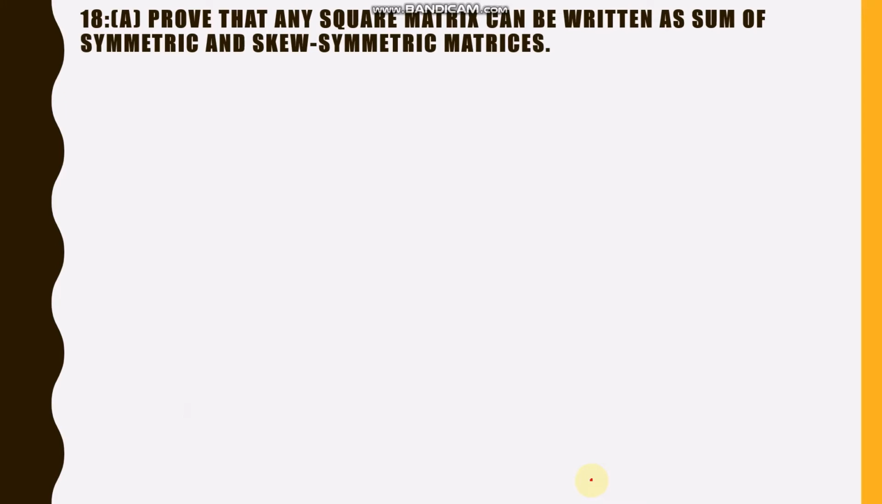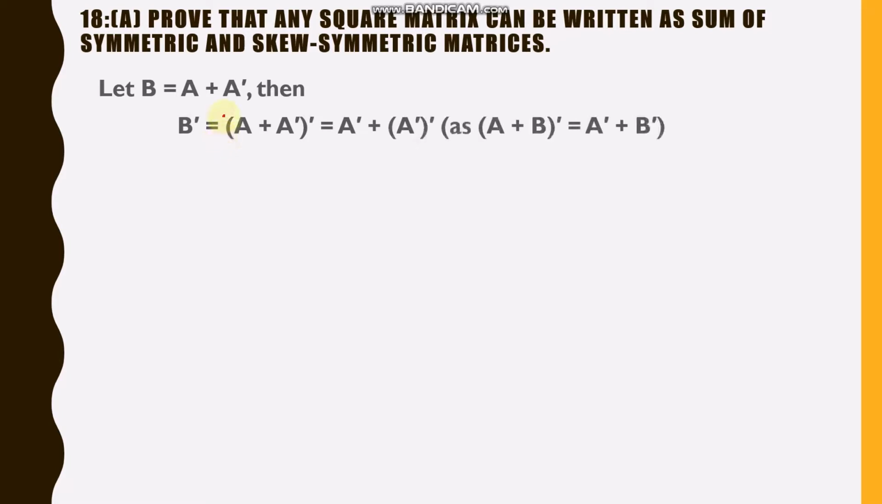Prove that any square matrix can be written as sum of symmetric and skew symmetric matrix. So firstly we'll assume any matrix A and we'll consider matrix B, which is A plus A transpose. You can just have a look at this matrix.